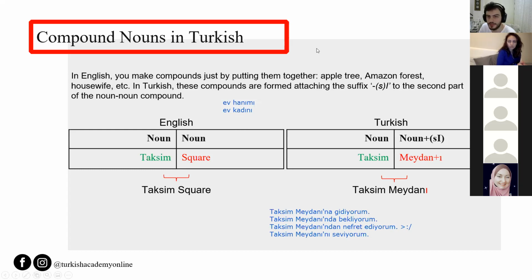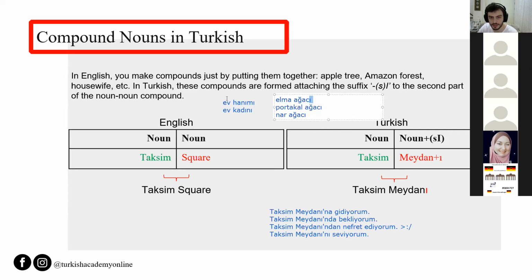Any questions? Anything that you want to ask? If you want to talk about the apple tree, then it's going to be elma ağacı. If you want to say, I don't know, orange tree, then it's going to be portakal ağacı. If you want to say the pomegranate tree, it's going to be nar ağacı. You always have this I, u, ü. Ev hanımı and ev kadını are separate, değil mi?